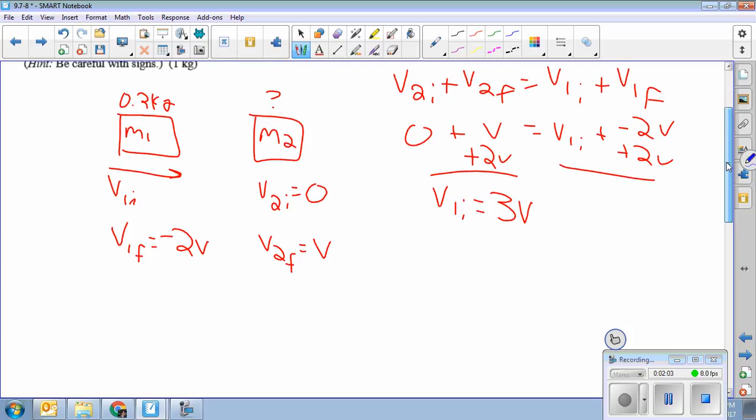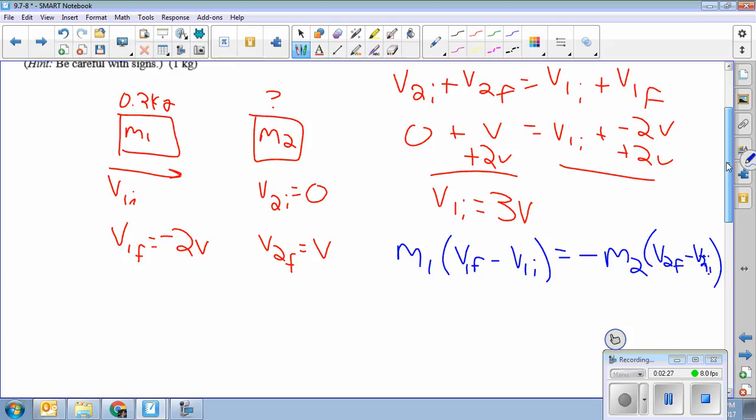So now what we can do is, I know that the mass of puck 1 times V1 final minus V1 initial has got to be equal and opposite to the change in momentum for the other one. Changes in momentum are equal and opposite. So let's see, this is 0.2 times negative 2V minus 3V equals negative m2 times (V2 final is V, V2 initial is 0).